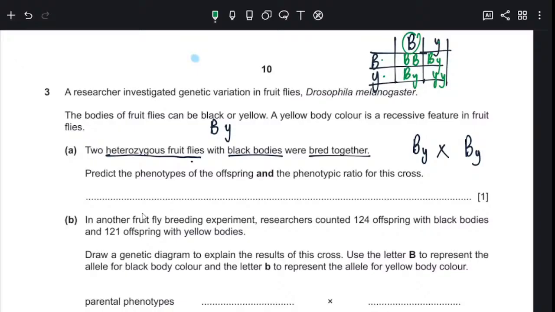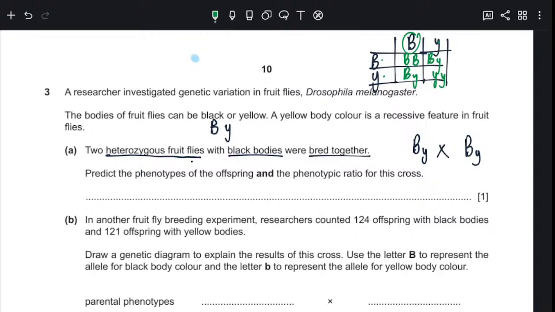Are you seeing, class? Yes, here they are asking us for phenotypes. Remember, you're not going to let me down. Phenotypes is what we see, right? They are asking us for phenotypes to say, what do you see?